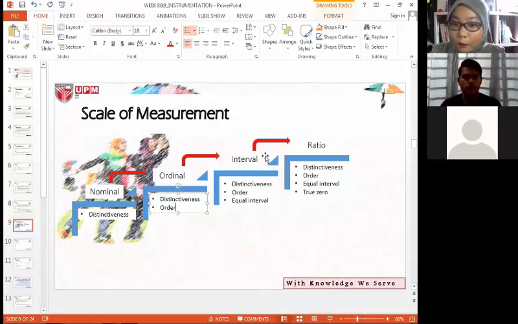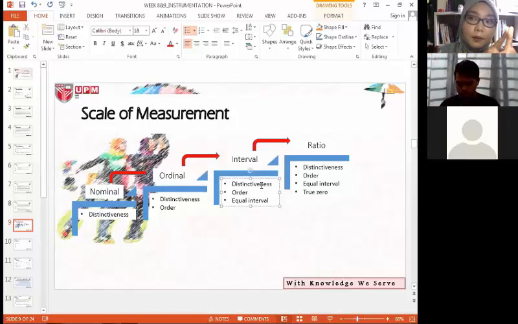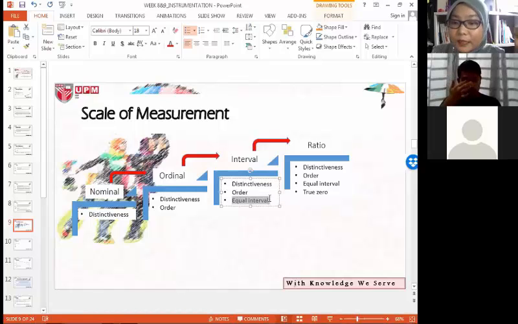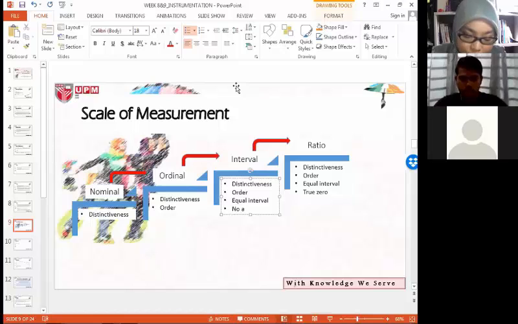Okay, and then when we go to the interval scale, we use numbering again. The numbering we use to differentiate between the groups, and then the numbering has the ranking order attribute. Another attribute is that the difference between each ranking, 1 and 2, 2 and 3, has a similar interval. They have equal interval. Okay, but again the weakness of interval is that 0 does not necessarily mean 0. No absolute 0 for interval. No absolute 0. 0 means something.